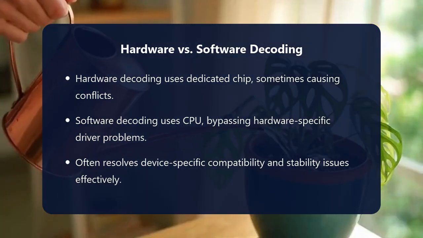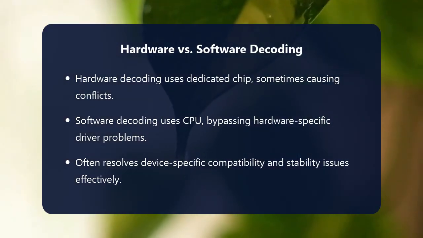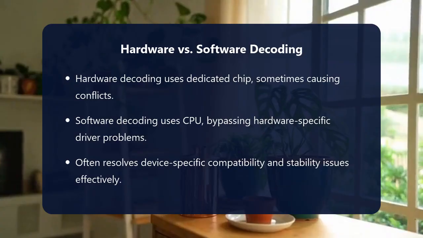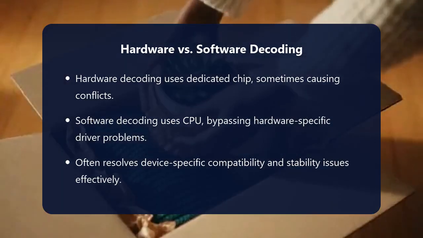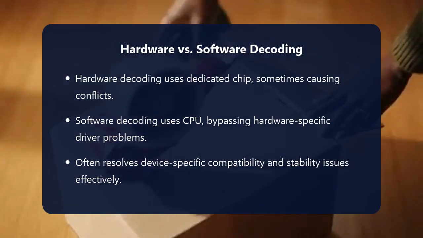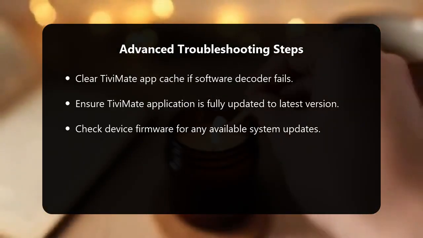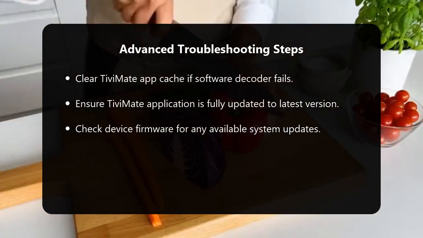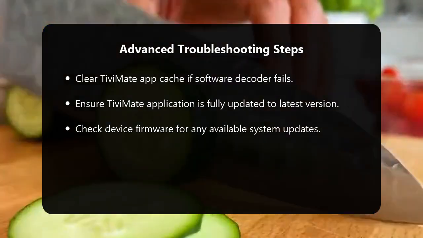If by some rare chance switching to software decoding doesn't completely resolve the issue, there are a couple of secondary steps you can try. First, you might try the hardware alternative option if it's available in your decoder settings, as some devices offer a secondary hardware path. If that also fails, consider clearing the TiviMate app's cache. You can usually do this by going to your device's main system settings, finding Apps, locating TiviMate, and selecting Clear Cache. This can help with transient data corruption.